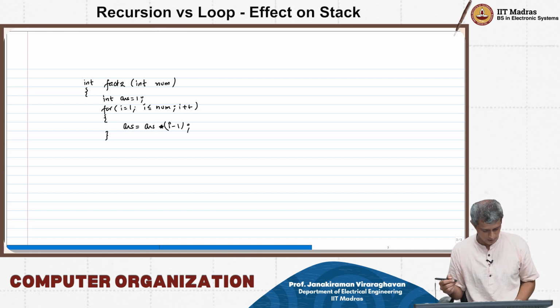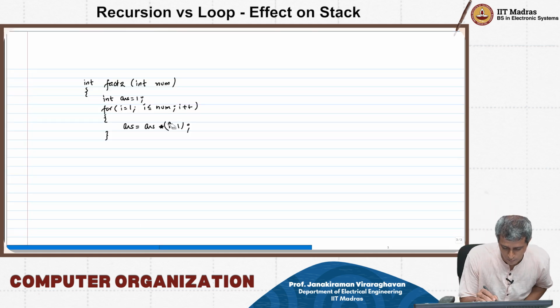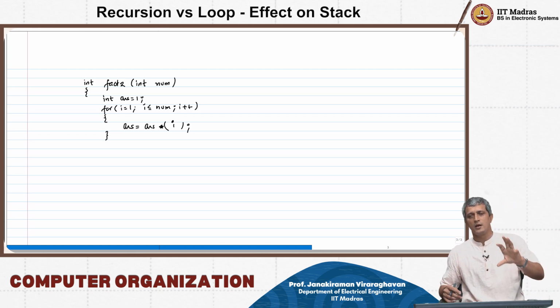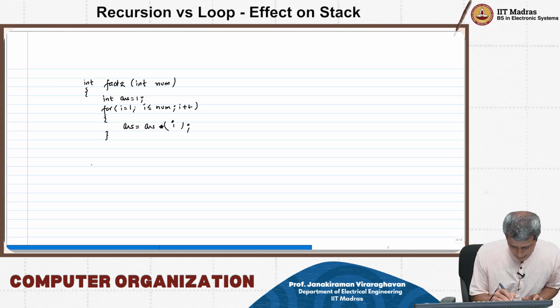This is what we did in the loop, answer into I. So you start with 1 and then you will get 2 factorial, 3 factorial, 4 factorial. So answer will just keep storing the factorial values incrementally, and eventually you will return answer.